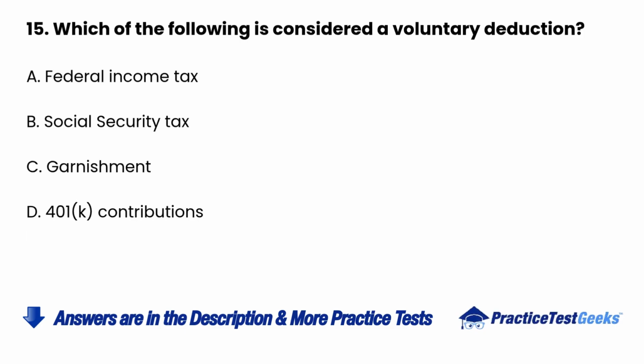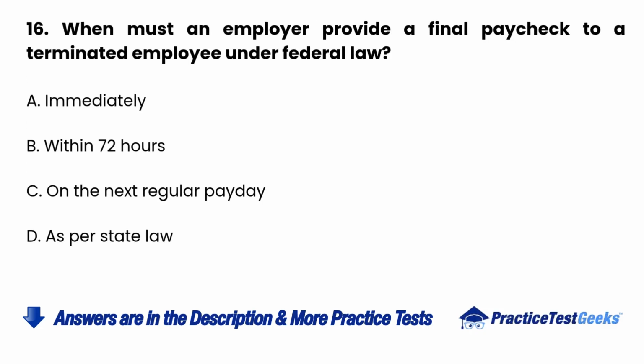15. Which of the following is considered a voluntary deduction? A. Federal income tax. B. Social Security tax. C. Garnishment. D. 401k contributions.